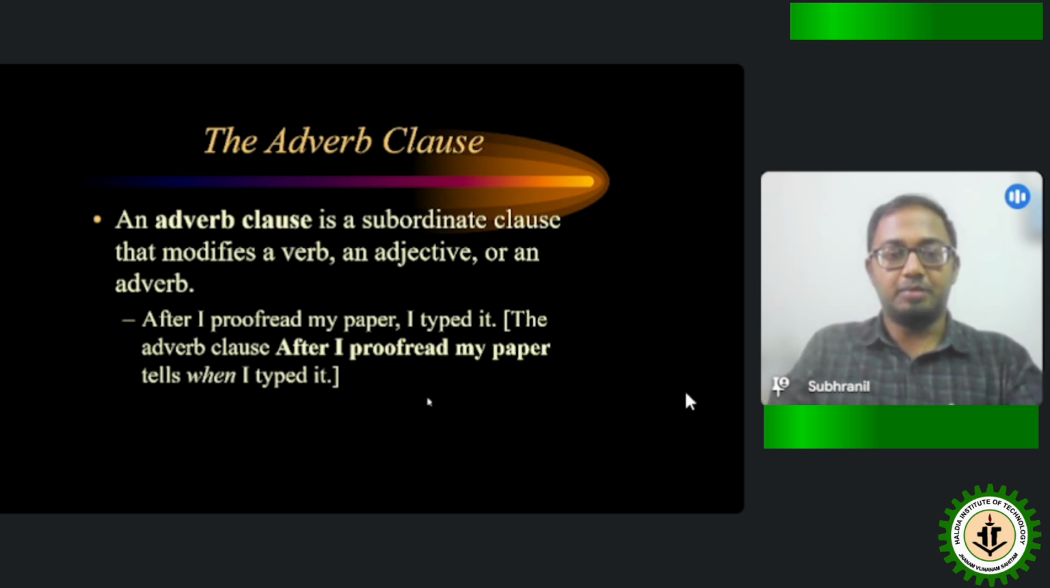Look at the example. After I proofread my paper, I typed it. So, when did I type it? After I proofread my paper. So the adverbial clause after I proofread my paper tells when I typed it. Quite similar to the function of an adverb.